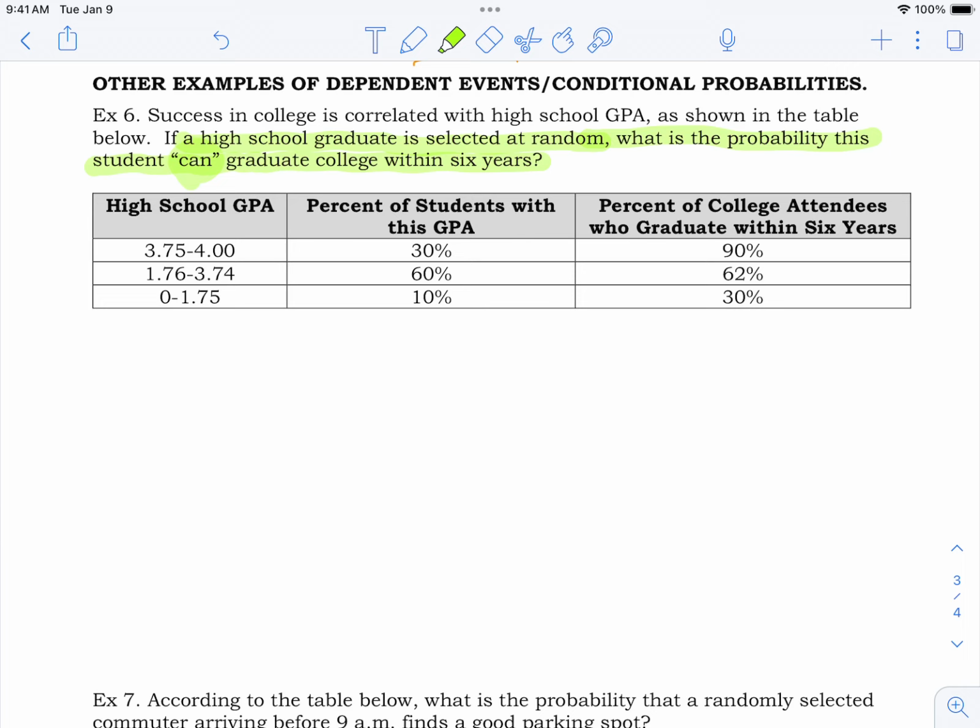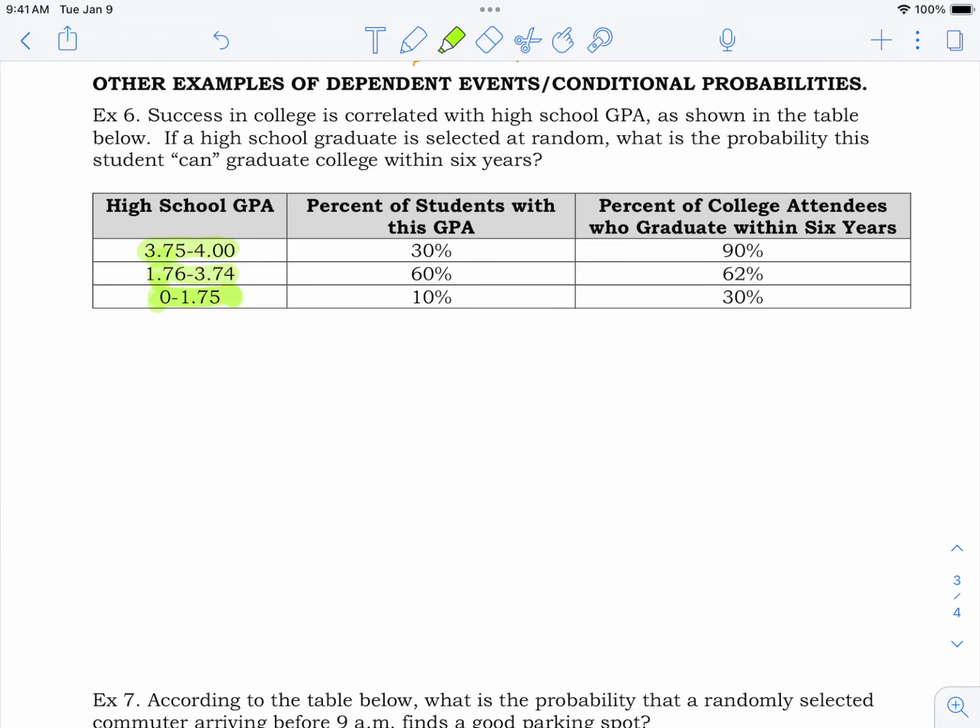I put can in quotes because, of course, it all depends on a million things. So I'd hate to say can or can't. I'd just say will or would, or based on averages, something like that. Anyway, we're going to select one of these students at random, just one. What's the probability that they graduate on time? Okay, well, reading this table, here's high school GPA in 3 ranges. There's 3.75 or higher, there's 1.75 or lower, and there's basically in between.